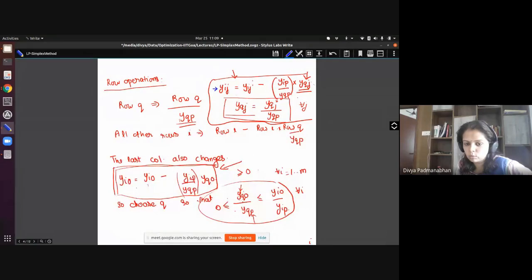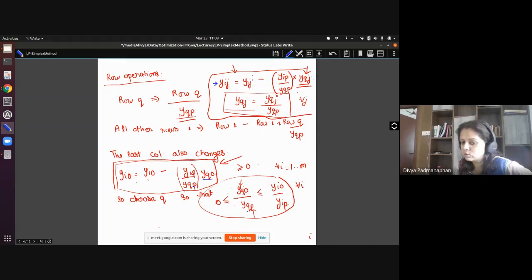Now, if you take this ratio yq0 by yqp, so this is exactly the one that's coming here, yq0 by yqp, this quantity has to be greater than zero for all the i's. So that's why you need yq0 by yqp to be the minimum value among all these ratios you compute. If you take the minimum positive value out of all these ratios for all the rows, then when you compute the new basic feasible solution, all the values of x's will be greater than or equal to zero.